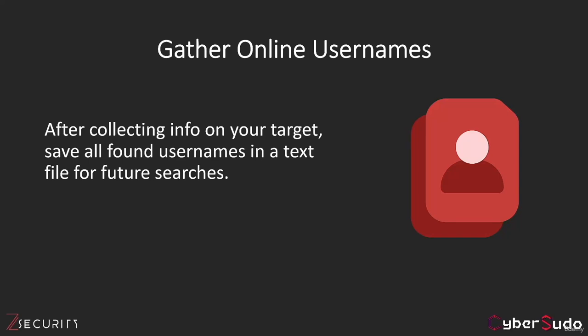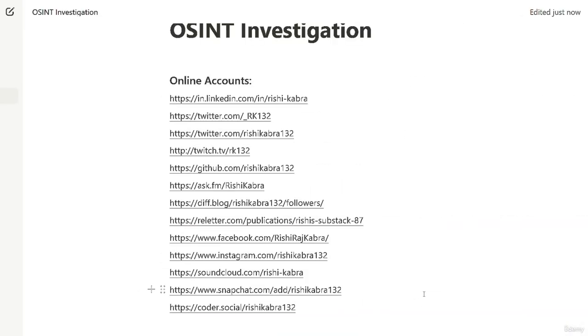The first thing that you want to do after you gather some initial information about your target is to collect all usernames that they used on social media accounts and save them in your notes or in a TXT file. Because in next lectures, I'm going to show you how you can use these usernames to find more accounts that the target has.